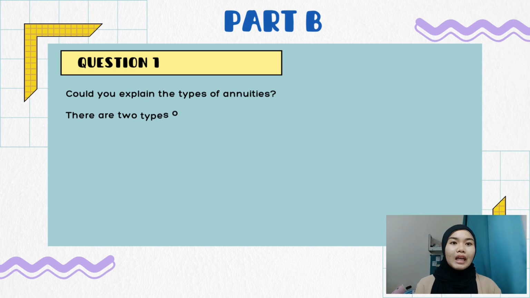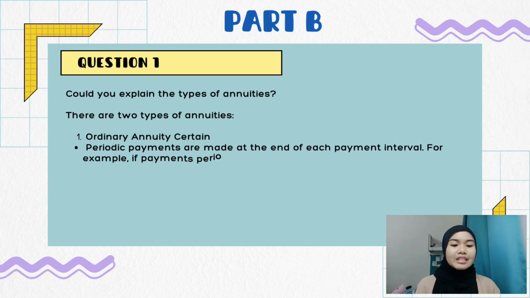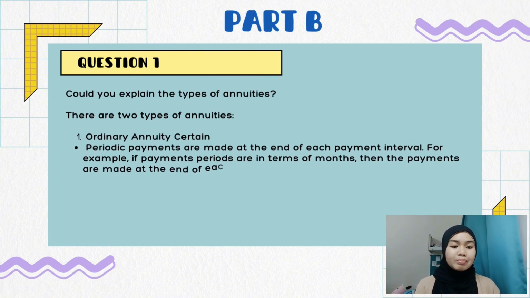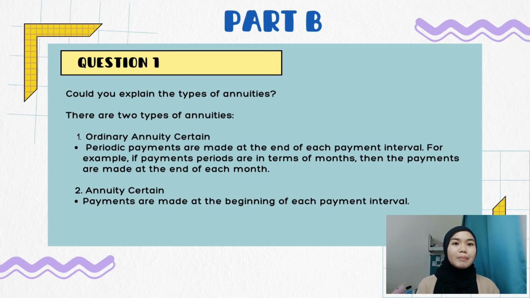Could you explain the types of annuities? There are two types of annuities. First, ordinary annuity certain, and second, annuity certain. For ordinary annuity certain, payments are made at the end of each payment interval. For example, if payment periods are in terms of months, then the payments are made at the end of each month. For annuity certain, payments are made at the beginning of each payment interval.